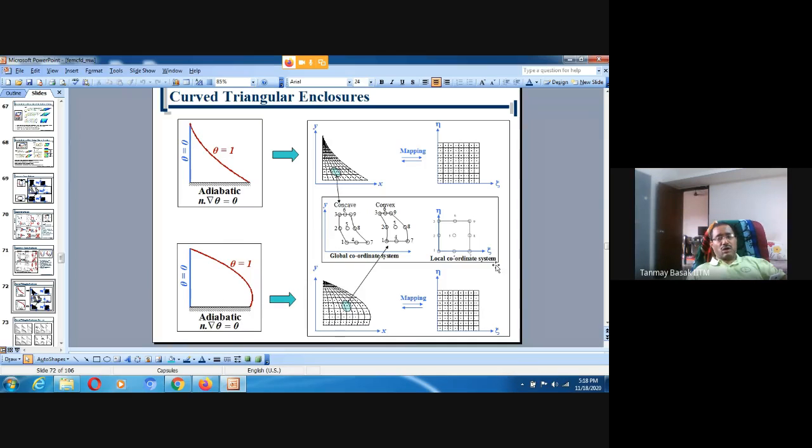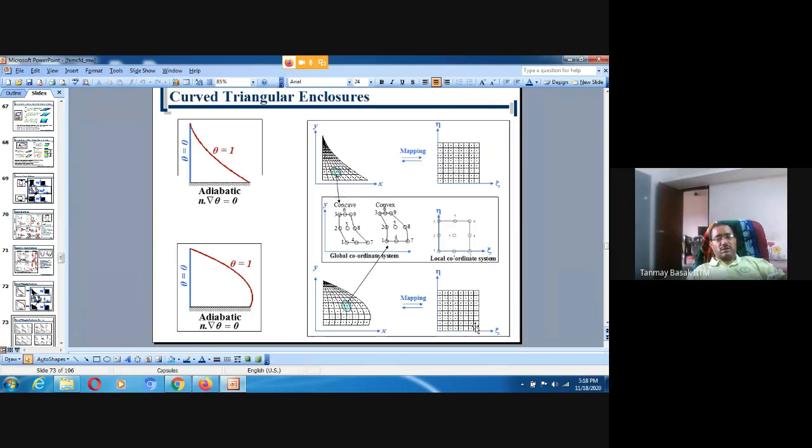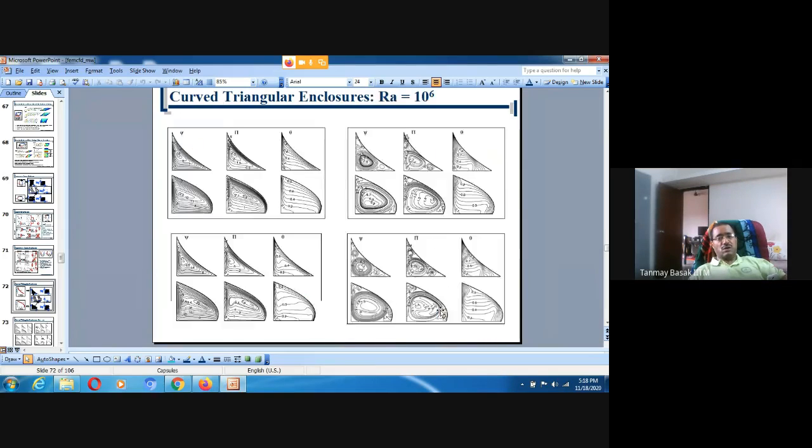We also did work on curved triangular enclosures, with the adiabatic wall, cold wall and hot wall, and you can see the mesh structure here. These are the different shapes of the curved domain. Remember that for all these different kinds of shapes, the mesh generation has been done by this generic algorithm. So this algorithm is useful for any kind of shape, and we can use it to generate the mesh.